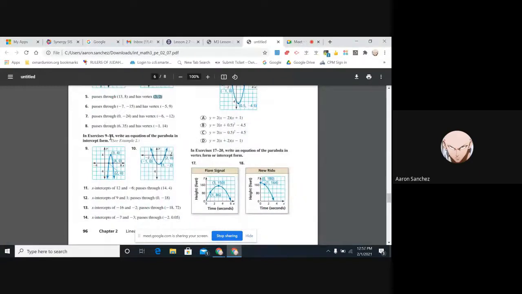Right, 9 through 14, write an equation of the parabola in intercept form. Remember the intercept form. So let's do 9. And I will draw it as I'm looking at it. By the way, can I erase the board? It's still up here if someone needs it. 5, 4, 3, 2, 1. Okay, I'm erasing it.